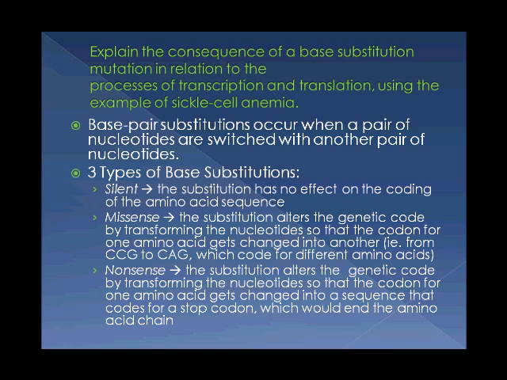The next one is the missense mutation, which means that the substitution alters the genetic code by transforming the nucleotides so that the codon for one amino acid gets changed into another. So if you had CCG and it got changed to CAG, then that would code for a different amino acid. And lastly is the nonsense mutation, which means that the substitution alters the genetic code so much that it transforms the codon into a codon that codes for a stop of the amino acid chain. So if it codes for a stop codon, then it just ends the amino acid chain where it is, and that's not really supposed to happen.